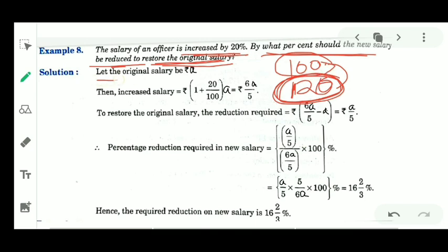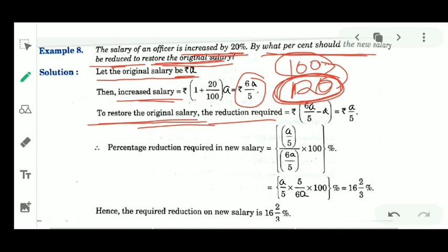So let the original salary be A. Then the increased salary, as per the formula, is 1 plus x by 100, and x is 20%. So 1 plus 20 by 100 times A, that will give you 6A by 5. Clear? To restore the original salary, the reduction is required from 6A by 5, that is the new salary. Okay, original salary A, and then increased salary is 6A by 5.